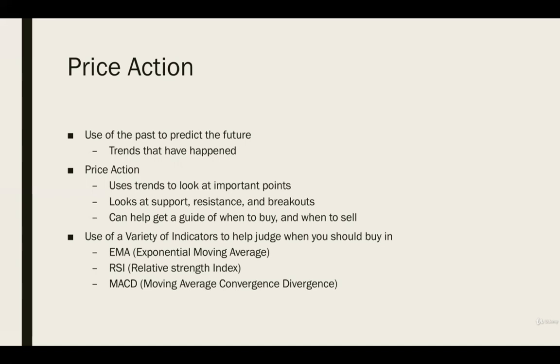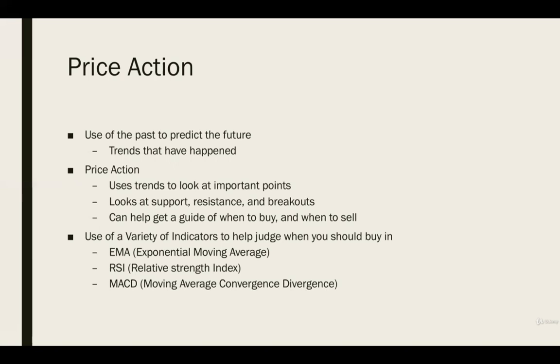But just note that in conjunction with price action, we can use indicators, which are basically helper calculations or helper charts and graphs to help judge whether or not you should buy into a stock. We can use things like exponential moving average or EMA, RSI or relative strength index, or MACD or moving average convergence divergence. I won't be going into the technicalities that govern these specific indicators. Just to note, there are many indicators out there, hundreds for that matter, and these are just a few that are really common and really popular.